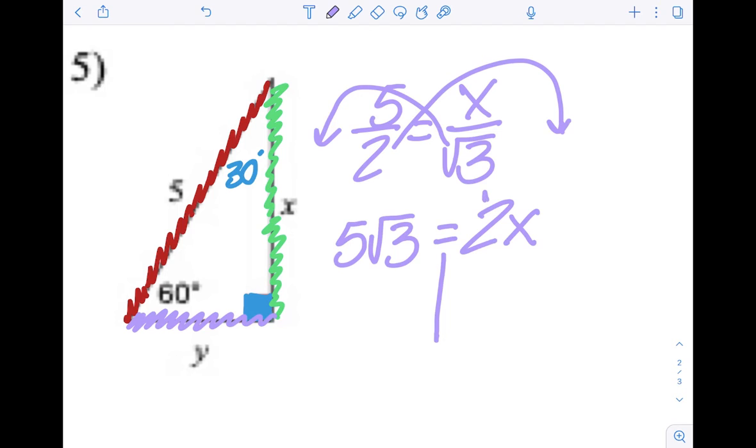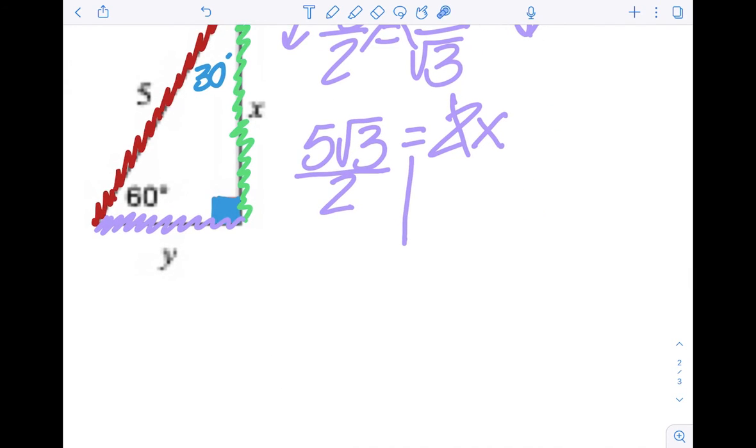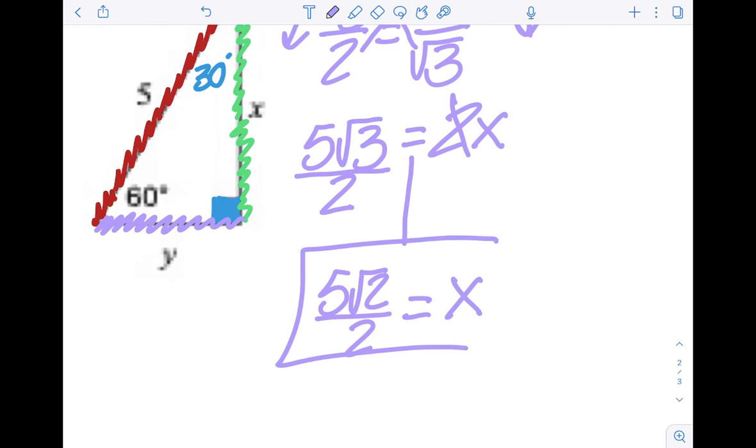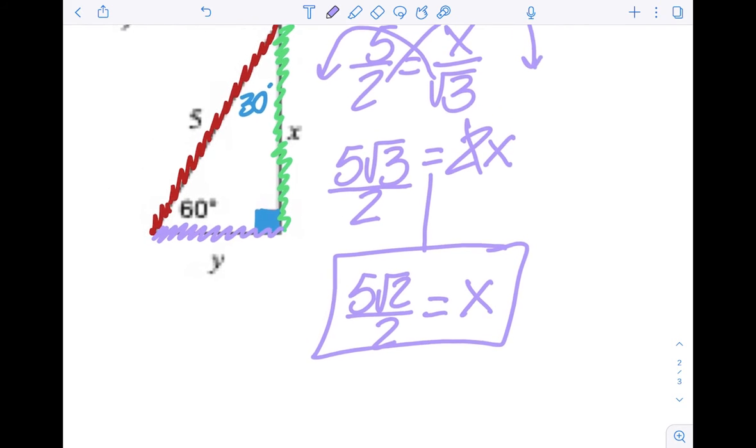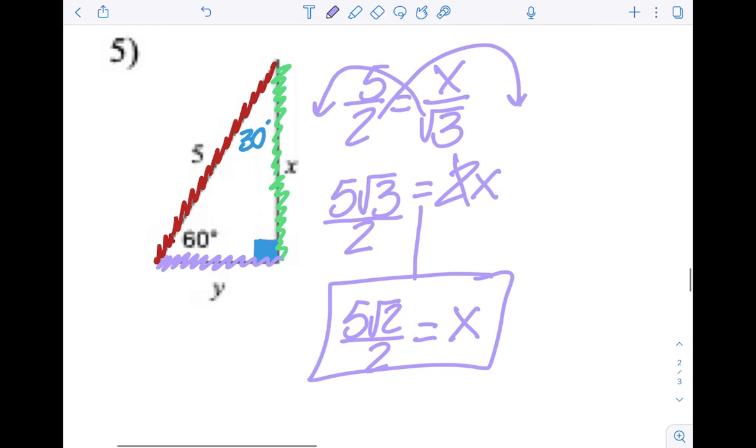The opposite of multiplying by 2 is dividing by 2. I cannot divide 5 by 2. Radical 3 I can divide by 2 because this is radical 3 and this is not a radical. So since I can't divide 5 over 2, I'm going to leave it 5 over 2. So I'm going to say 5 radical 3 over 2 is equal to x. Look at that. That's our x. Perfect. Now I need to find my y.